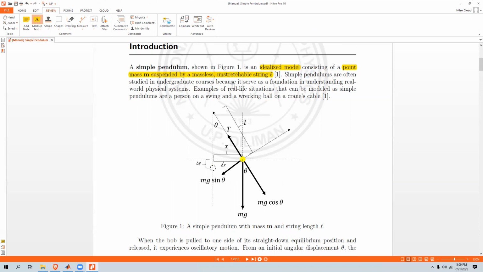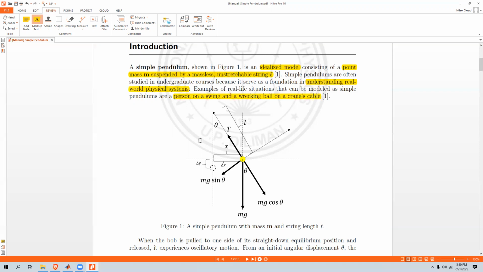For example, I considered my mass to be a point mass, so we won't have any factor in its moment of inertia. And we have a massless unstretchable string, which is not always realistic. Despite this, the simple pendulum model is used because it serves as a foundation in understanding real-world phenomena or physical systems. Some examples of real-life situations modeled by this simple pendulum are a person on a swing and the wrecking ball on a crane's cable.